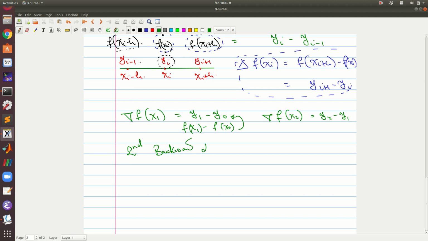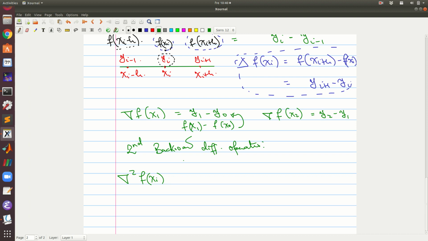Okay, so what about the second backward difference operator? By definition, we shall write it as the second forward backward. Did I say second forward? Oh no, I'm sorry. The second backward difference operator, which can be written as the backward difference operator of the backward difference operator at f of xi.